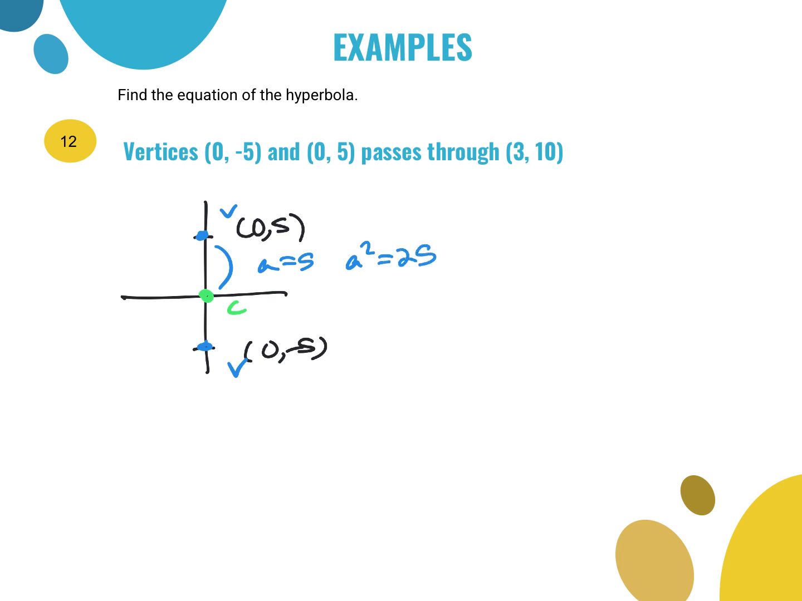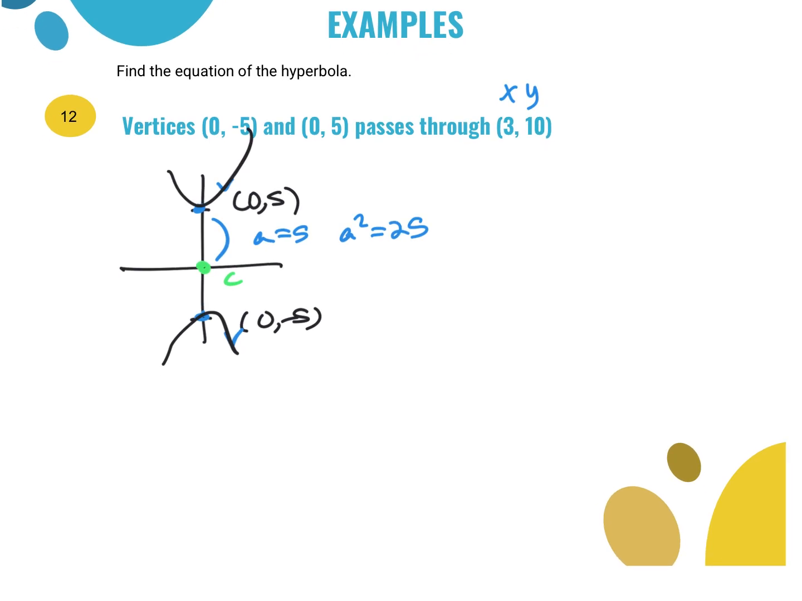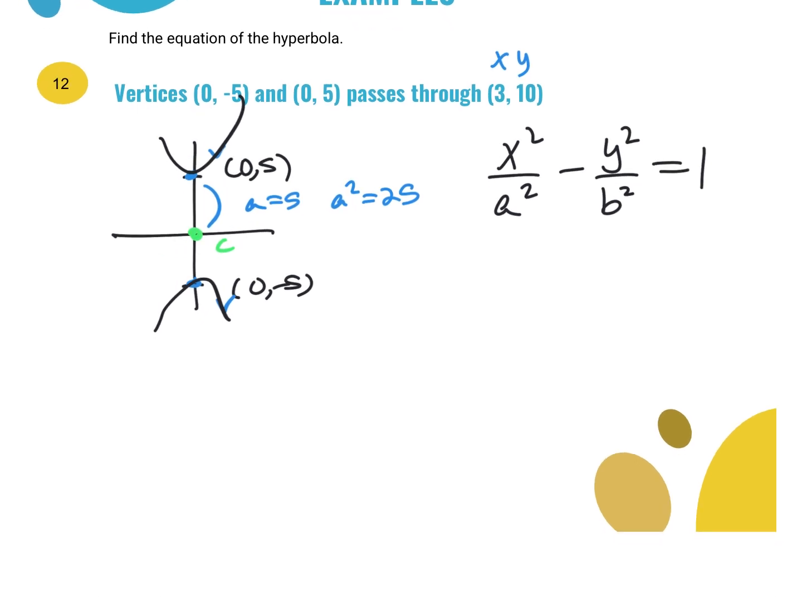And again, they're passing through an ordered pair here. And we can see that this is going to be x and y. So we can see that to get to (3, 10), it would go up this way and this way. So again, the equation I'm using is x squared over a squared minus y squared over b squared equals 1. I'm going to fill in what I know. So I have my ordered pair. I'm going to use that for x and y. So I'm going to put in 3 squared.